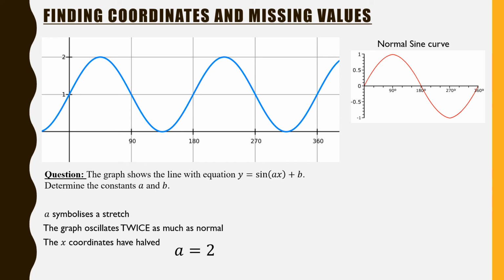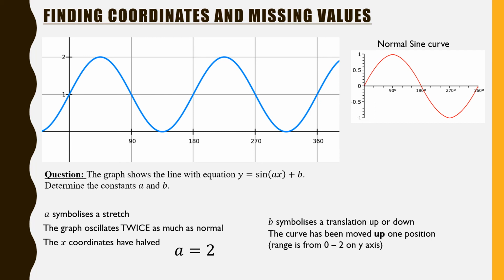I also know that I've got a plus b, which I know is a translation upwards. We know it's gone up, it's gone from 1 up to 2, so obviously we're going to have our 1 because it's been moved up 1 position. So for my final answer, I figured out that a has to be 2 and b is 1, so this would be my final answer that I'd write down: sine 2x plus 1, which symbolises a horizontal stretch and a translation of 1 up.